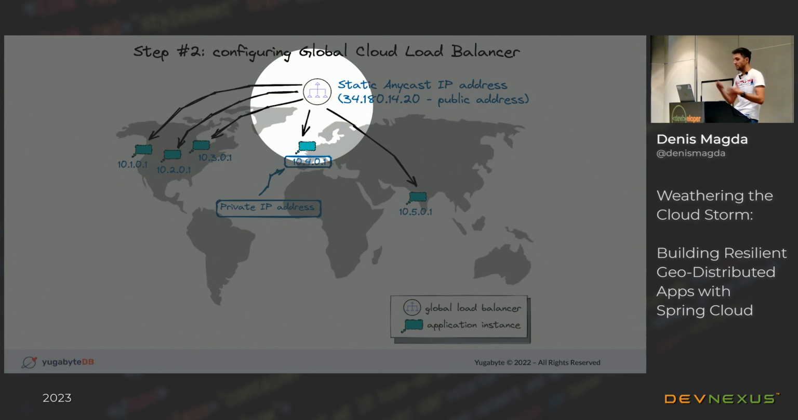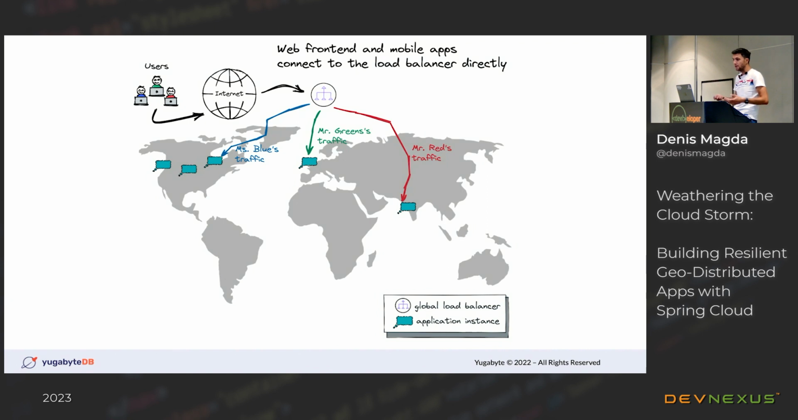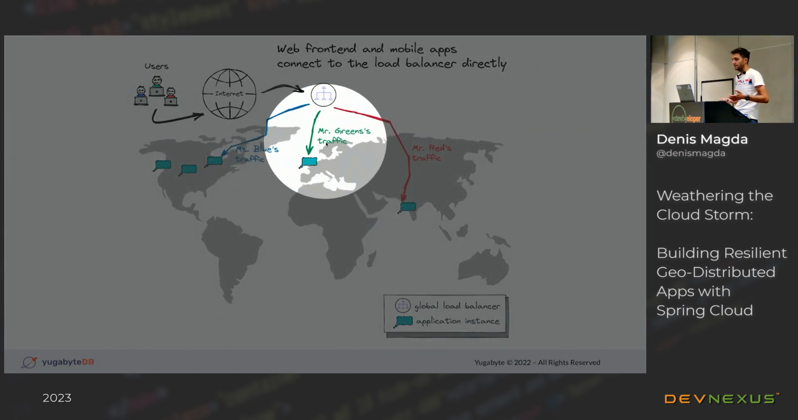For instance, you know that Mr. Green is somewhere in Europe. He is in Berlin. And when Mr. Green pulls up his phone and decides to send a text message through our messenger, then the mobile phone connects to the load balancer, and the load balancer sees, all right, Mr. Green is in Europe. I have an instance of the application in Europe. Is that application instance available? Is it healthy? If yes, then the request of Mr. Green will be routed in here.